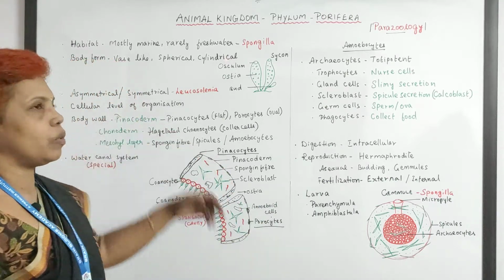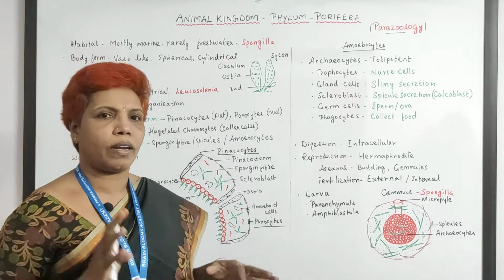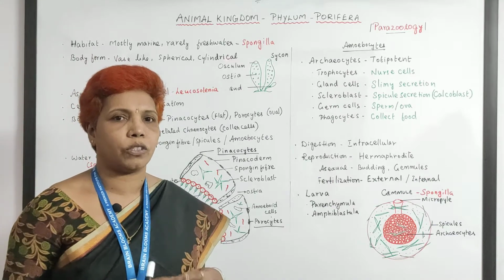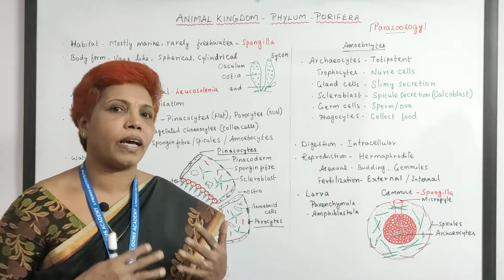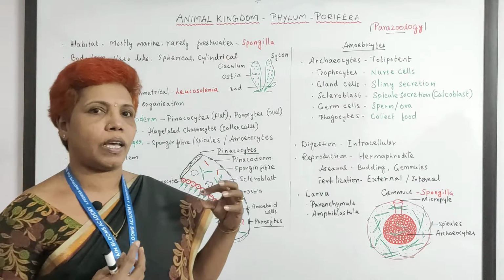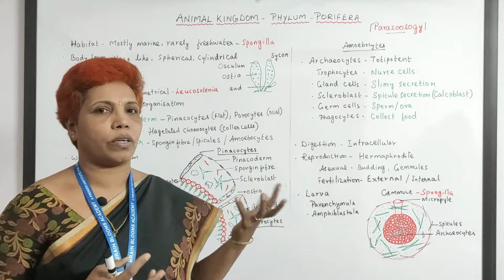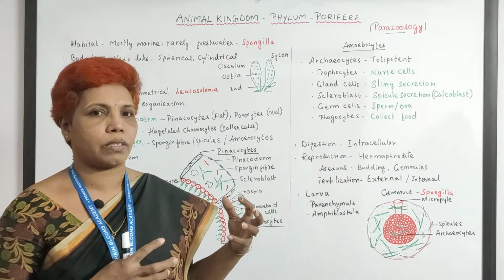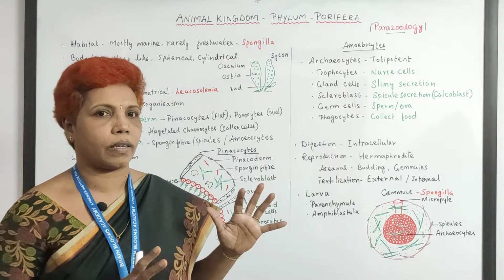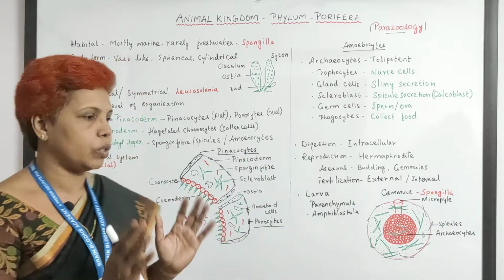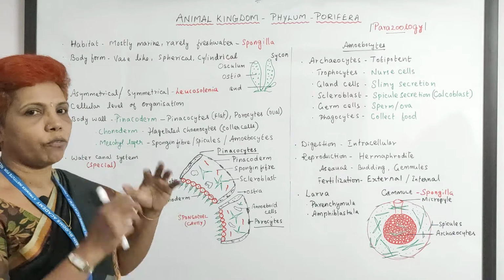And when you talk about their organization, they are cellular level animals. They don't have a tissue grade. Loosely arranged cells, but each cell is acting on its own accord. There is no interconnection between the cells forming a tissue, nothing like that. But there is a body, so there should be a body wall.